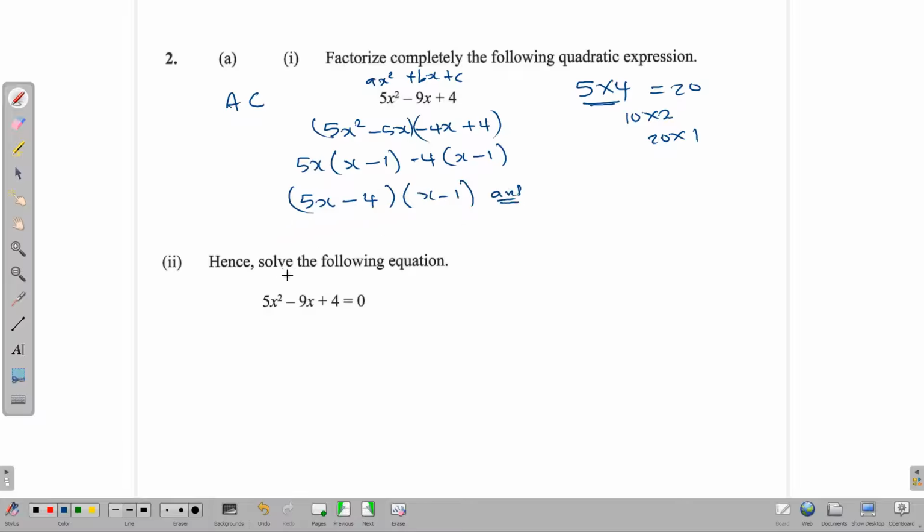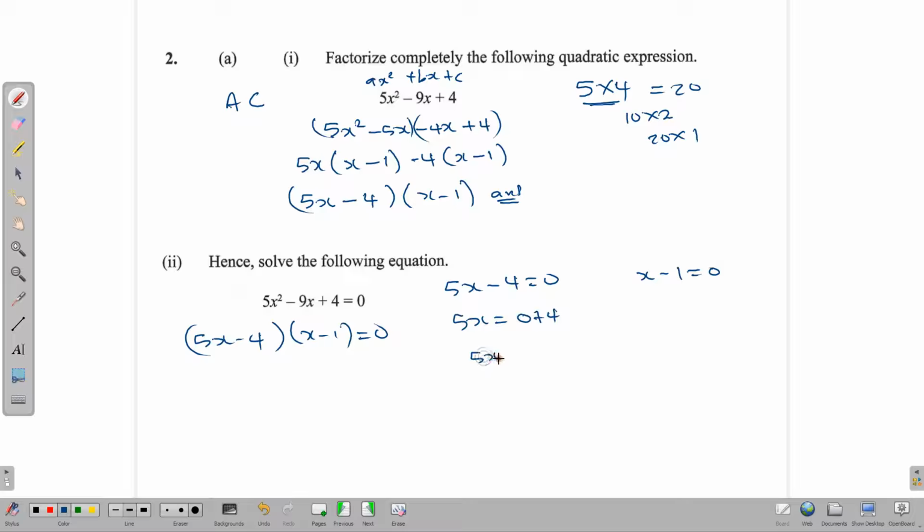Now it says, hence solve the following equation, which means that we're going to take this solution here and use it here. So (5x - 4)(x - 1) gives us 0. And since we're multiplying and getting 0, it means we can equate both of these to 0. So 5x - 4 equals 0, and x - 1 equals 0. And what we have are 2 linear equations, which we can easily solve.